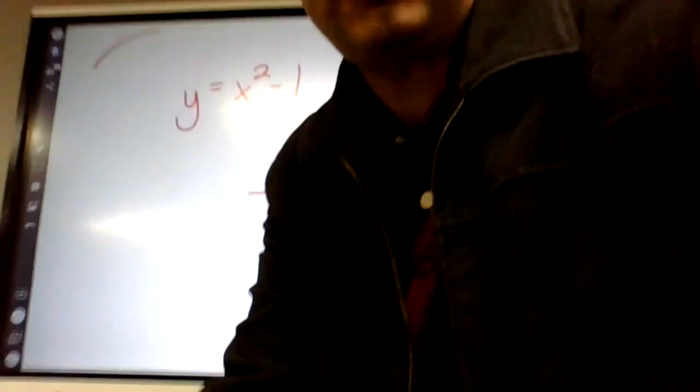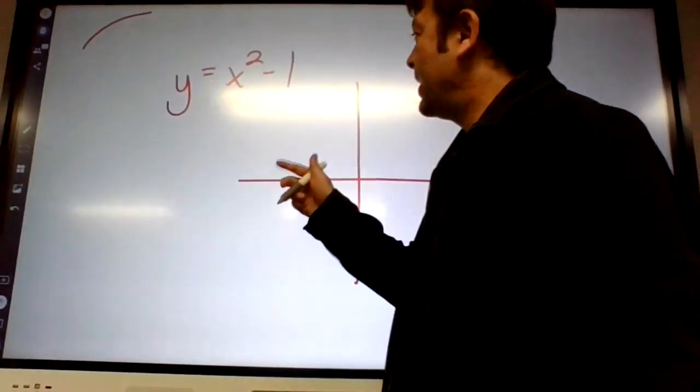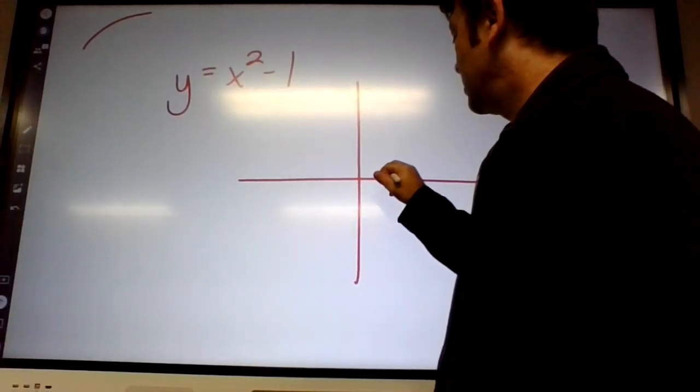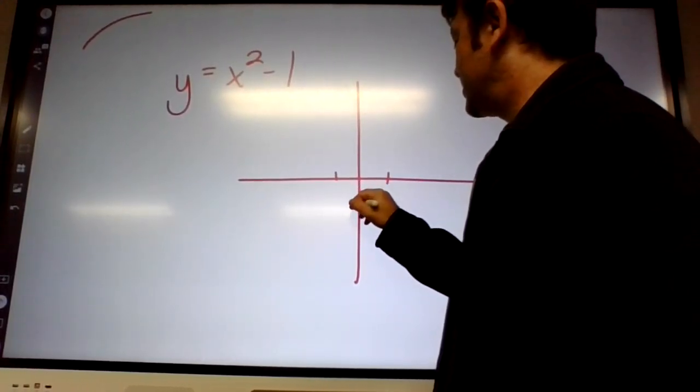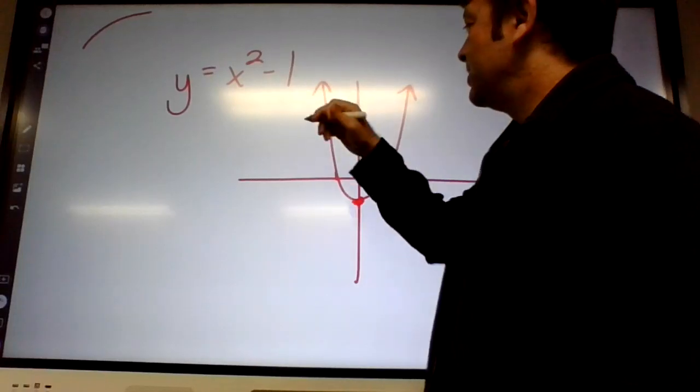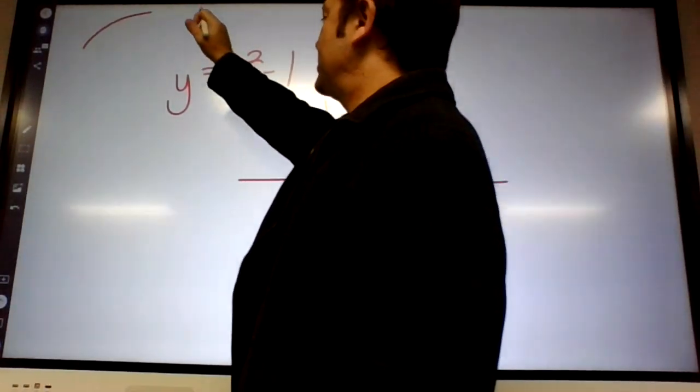Looks like a parabola. And so when you have this minus 1, guess what it would do to it? Make it drop down 1. It goes down 1, and so it starts at 0, -1, and it looks like this. Okay, here's the thing on this one.